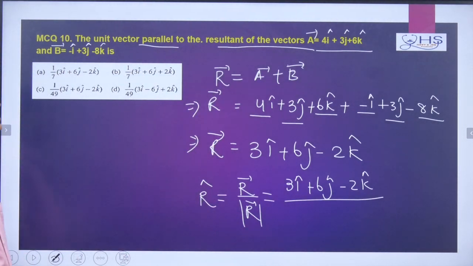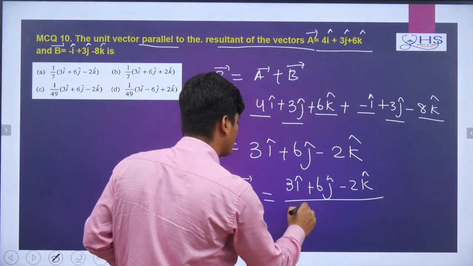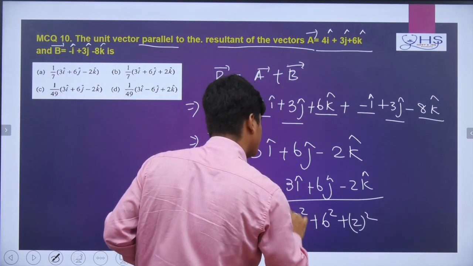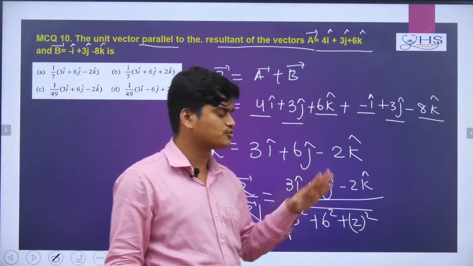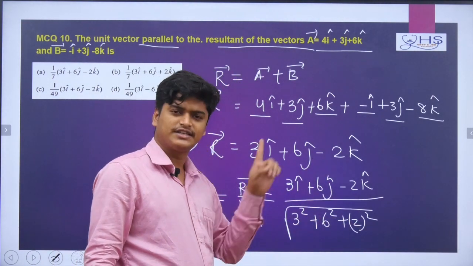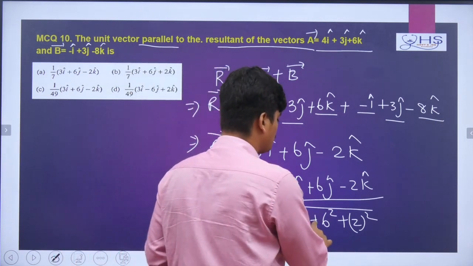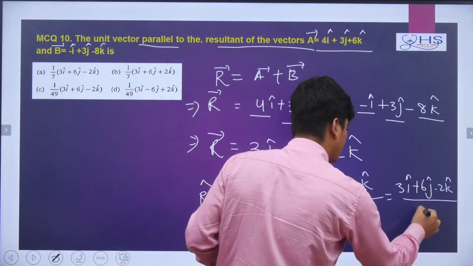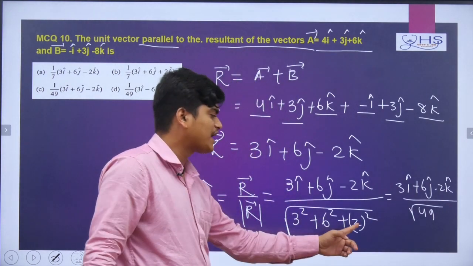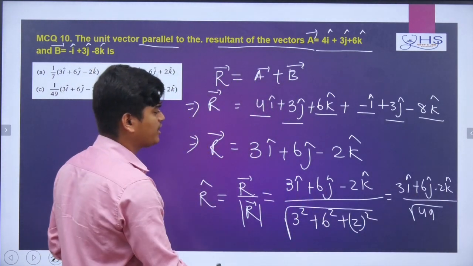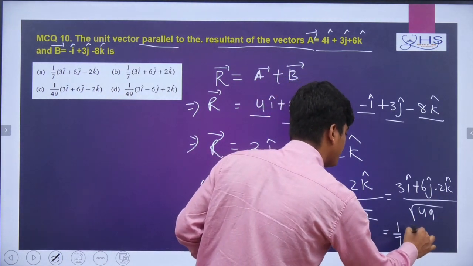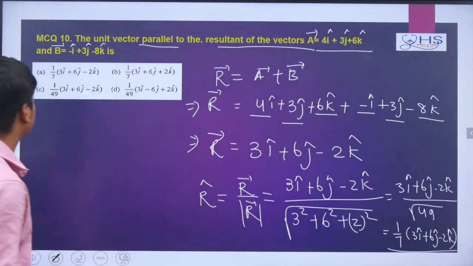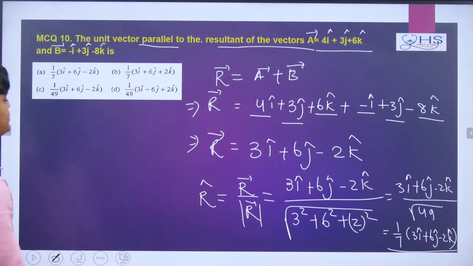So what is the magnitude of this r vector? Now the magnitude of r vector, you take the coefficient of i square, 3 square plus 6 square plus of minus 2 square, which is same as plus 2 square. So no need to take minus 2 here, take plus 2. Now 3 square is 9, 6 square is 36, 2 square is how much? 4. So it will be how much? Root 49, because 9 plus 4 is 13 and plus 36, it will come 49 root, and root 49 is nothing but 7. So I can write 1 by 7 into 3i plus 6j minus 2k. So your answer will be what? 1 by 7 (3i plus 6j minus 2k).